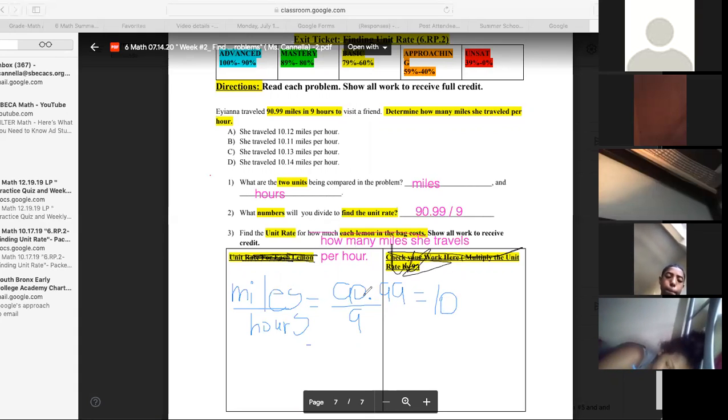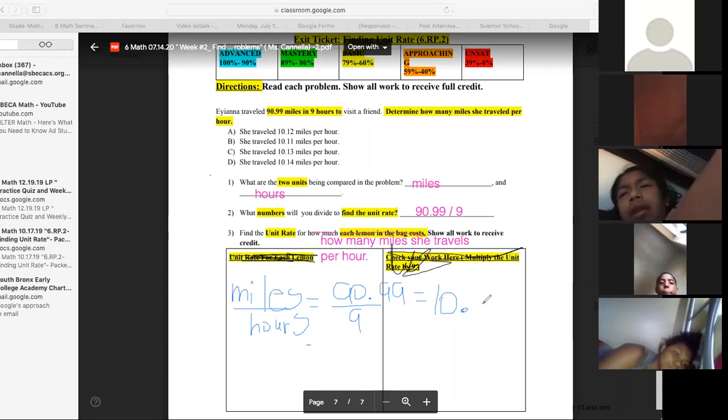We know that 10 times 9 is 90. And how many times does 99 go into 9? Mental math. We know 90 divided by 9 is 10. 99 divided by 9 is how much? Is it 11, 12, 13, or 14? 11. So therefore, you pick answer choice A. Oh, I mean, not A. You pick answer choice B. My mistake.